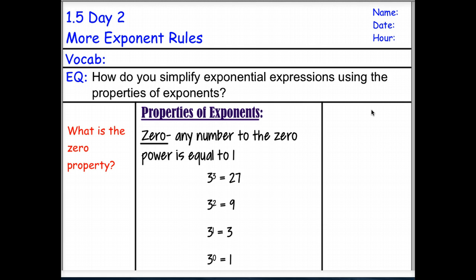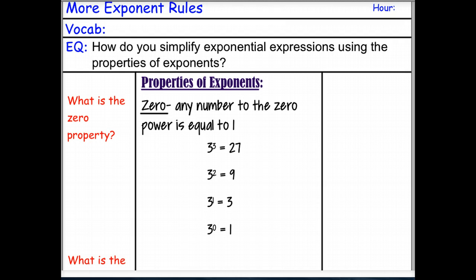and this just states that any number to the zero power is equal to 1. The reasoning behind this, since a lot of you guys struggle with this, is if you think about it, 3 to the third is 27, because 3 times 3 times 3 is 27.